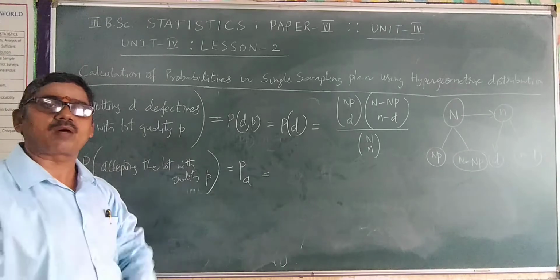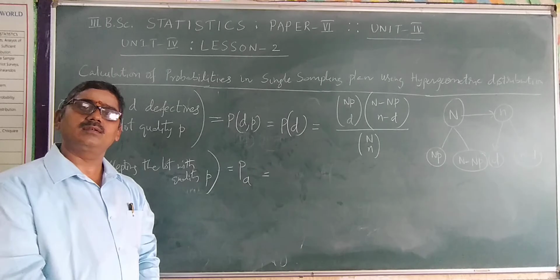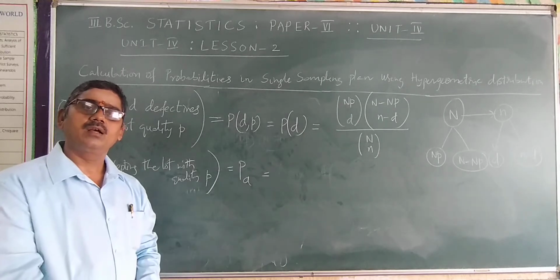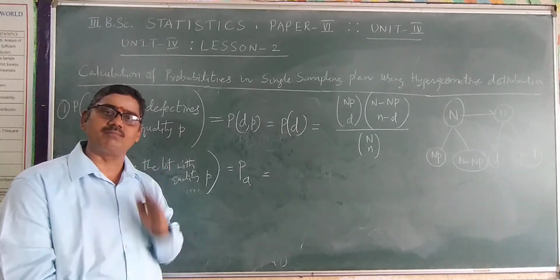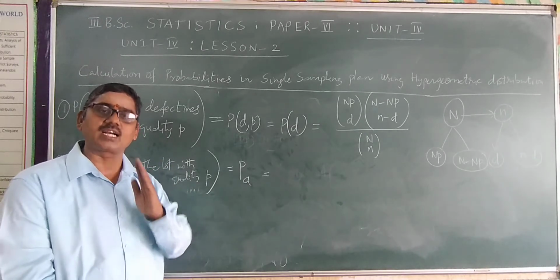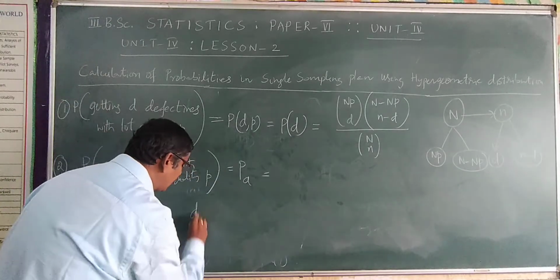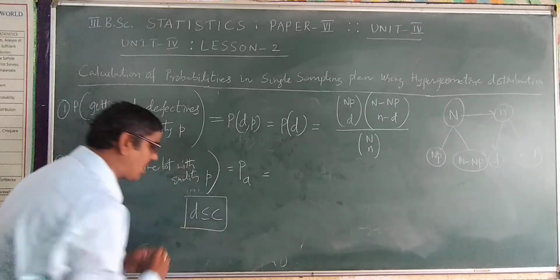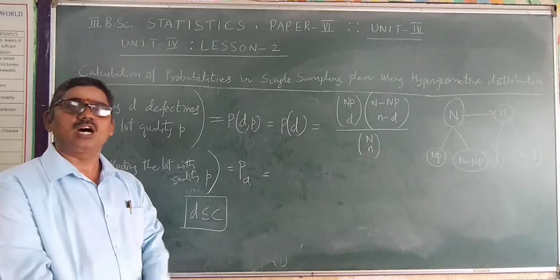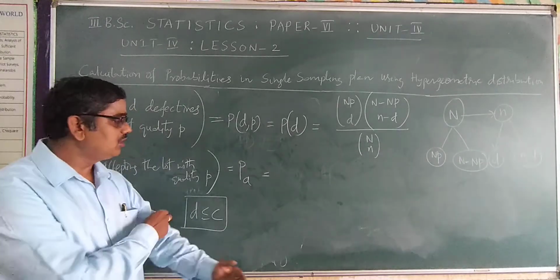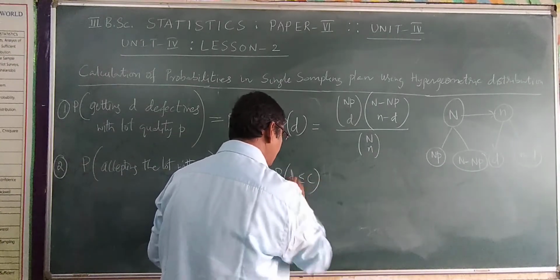If you recollect, in this single sampling plan the lot will be accepted if d is less than or equal to c. The number of defective items found in the sample must be less than or equal to the acceptance number c. That is the condition, d less than or equal to c. If d is less than or equal to c, the lot is accepted. Otherwise, the lot is rejected. Therefore, PA is calculated as the probability of d less than or equal to c.